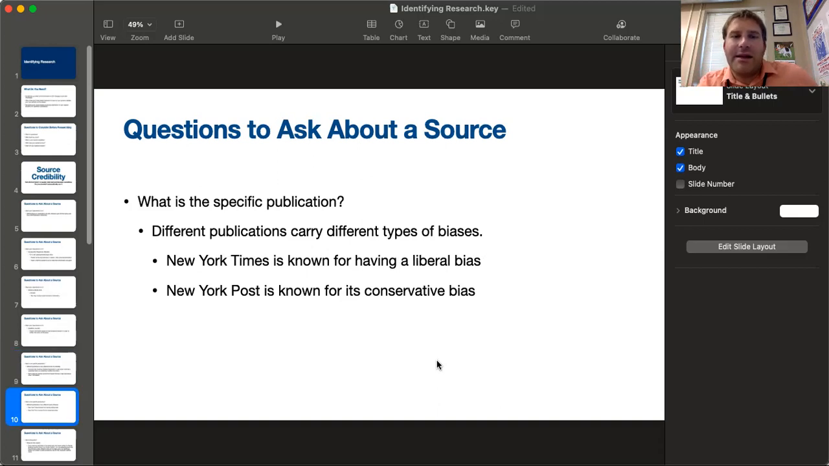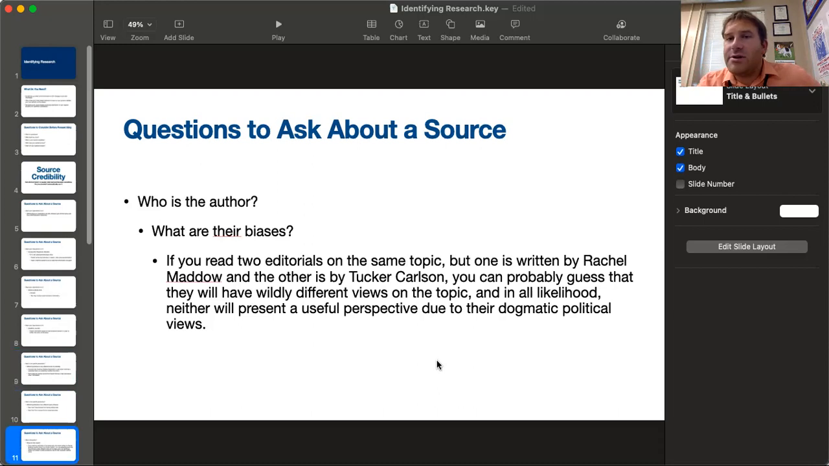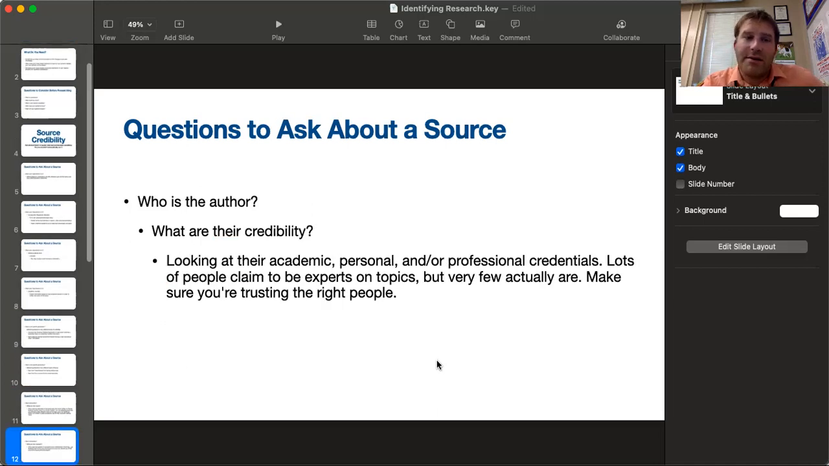Then you also need to keep in mind that different publications carry different biases. Like the New York Times has a very liberal bias. The New York Post has a conservative bias. Then you need to ask questions about the author. What are their biases? If you read an editorial on the same topic, but one is written by Rachel Maddow and the other by Tucker Carlson, you can probably guess that they will have wildly different views on the topic. And in all likelihood, neither will present a useful perspective due to their dogmatic political views. So authors' biases will get in the way. Also, are they credible? Look at their academic, personal, or professional credentials. Lots of people claim to be experts on the topic, but very few are. Make sure you're trusting the right people.